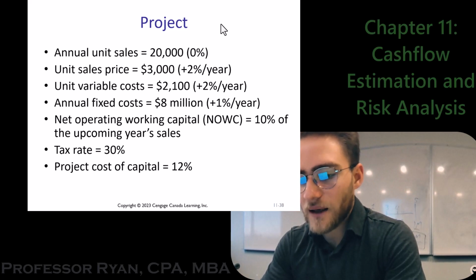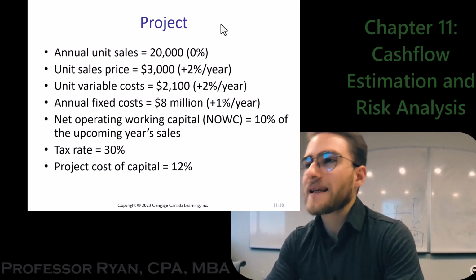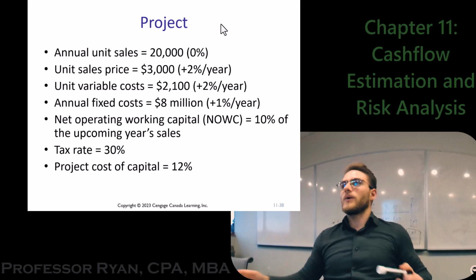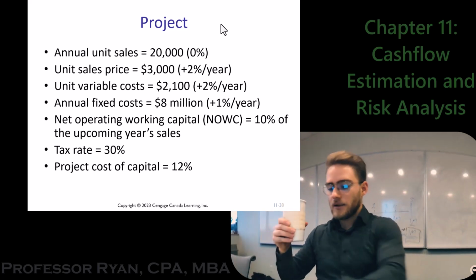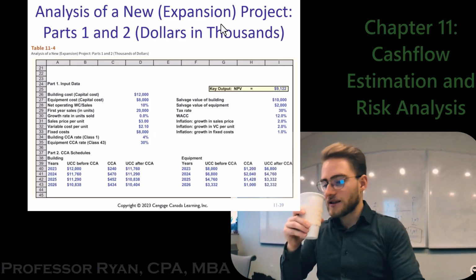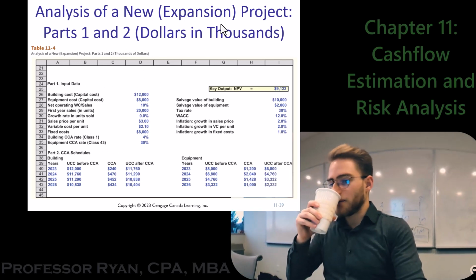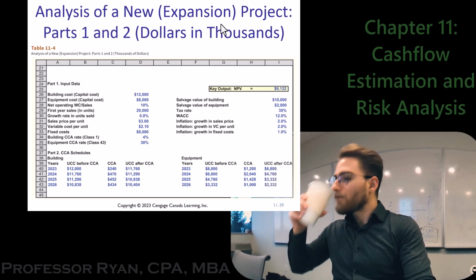And then the tax rate will be 30%, and the project's capital cost, probably in this case, the weighted average cost of capital, will be 12%. And so this is what it looks like via the book.